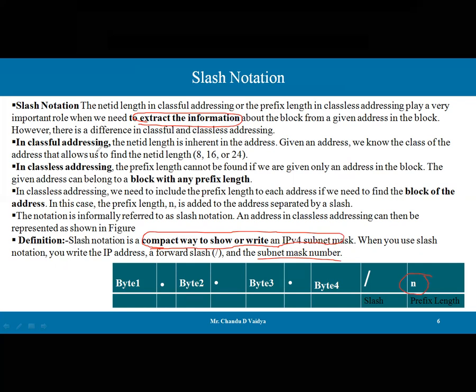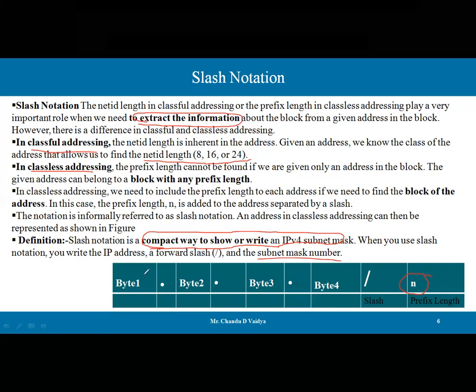However, there is a difference between classful and classless addressing. In classful addressing, the net ID is inherited from the address. We know that the class of the address allows us to find the net ID length of 8, 16, 24; this is fixed. But in classless, we have a variable length, where we have a prefix and a suffix. This definition is very simple: this is as good as one subnet mask.